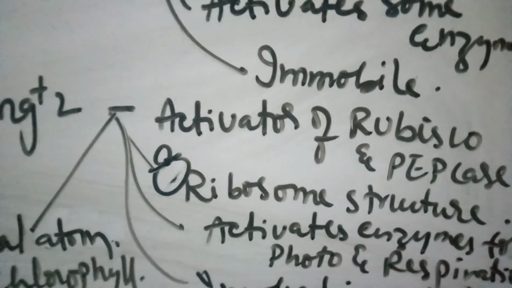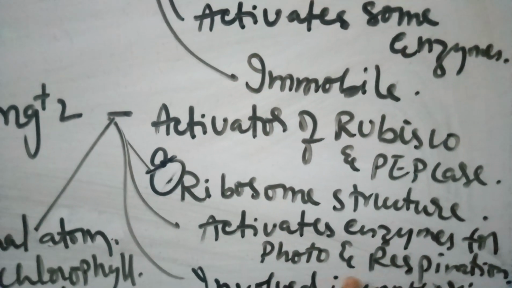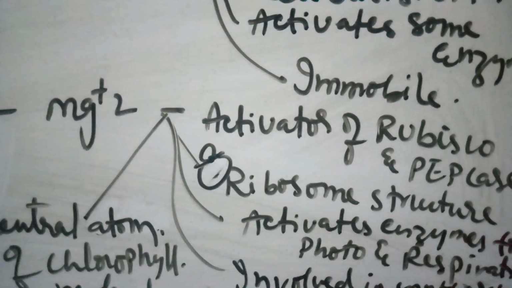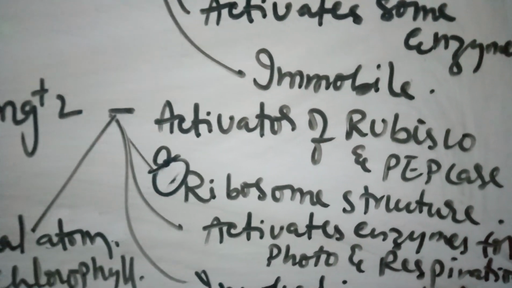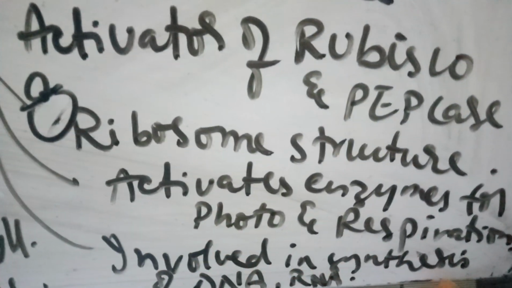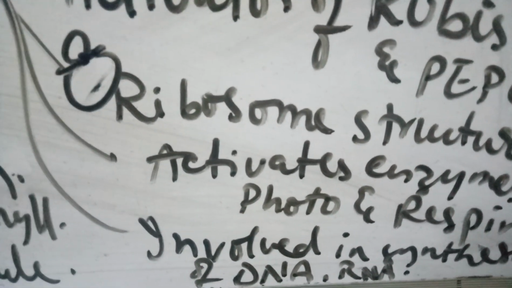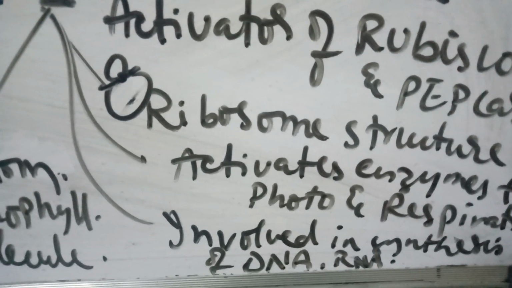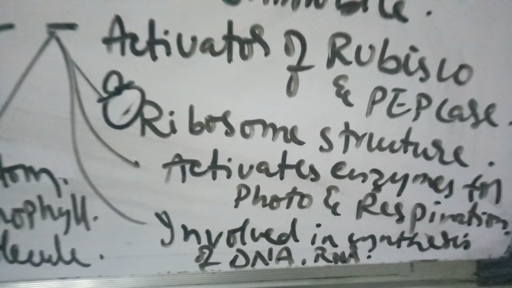And it also activates some enzymes responsible for photosynthesis and respiration. So Mg+2 activates some enzymes responsible for photosynthesis and respiration. And this Mg+2 is also involved in the synthesis of DNA and RNA. So magnesium is involved in the synthesis of nucleic acids, DNA and RNA. All these things you should learn by heart.